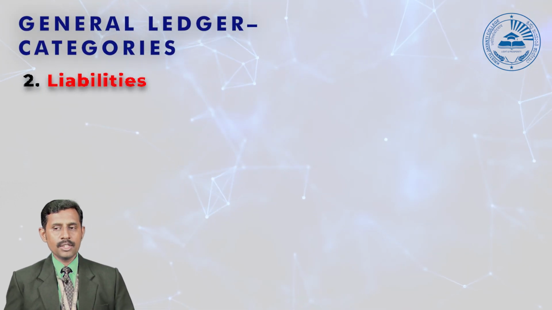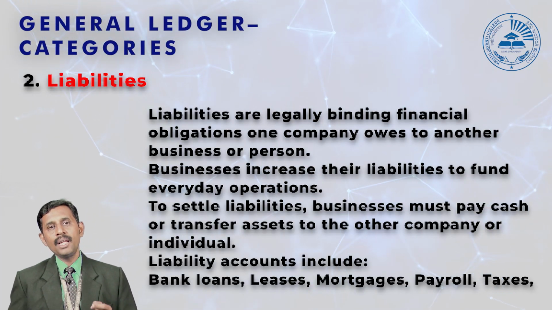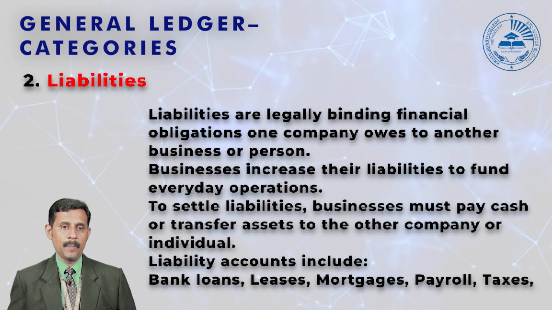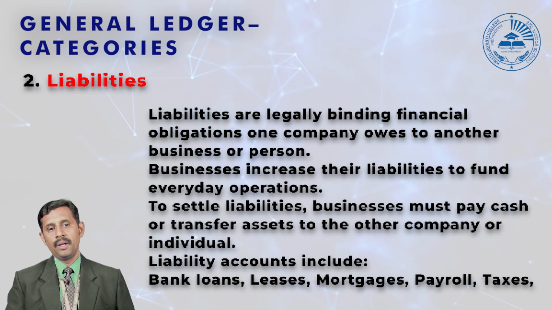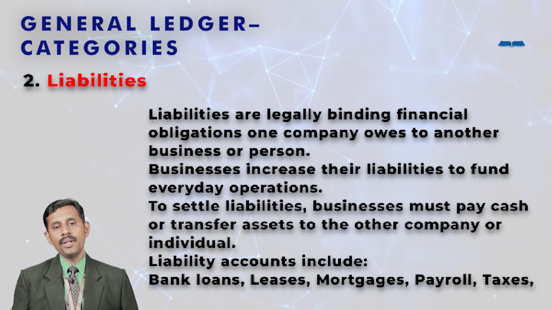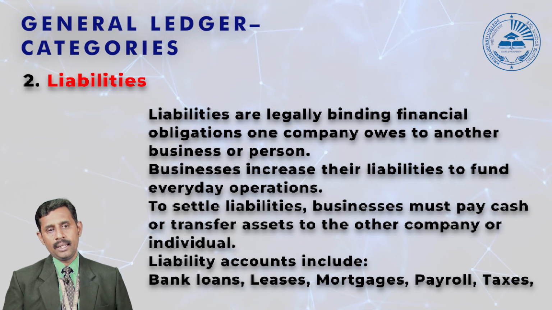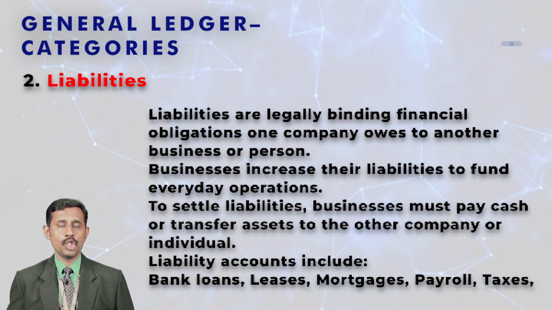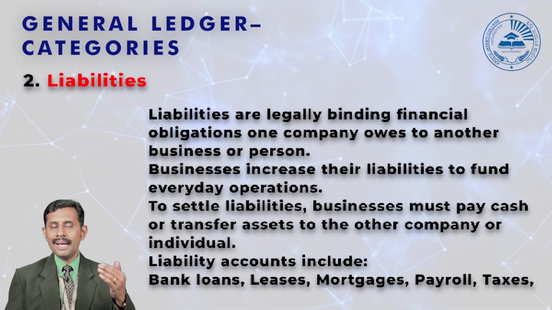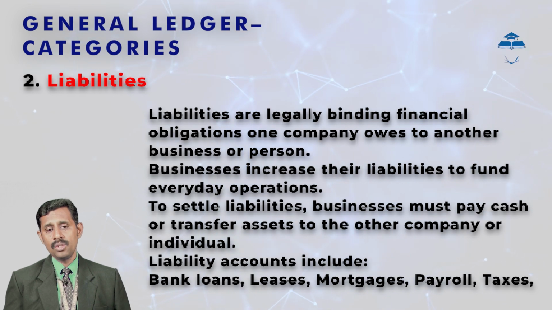The next category is liability. Liabilities are legally binding financial obligations one company owes to another business or person. I have to give it to another person. Businesses increase their liabilities to fund everyday operations. To settle liabilities, businesses must pay cash or transfer assets to the company or individual. Like assets, here are some examples: bank loans, leases, mortgages, payrolls, taxes.